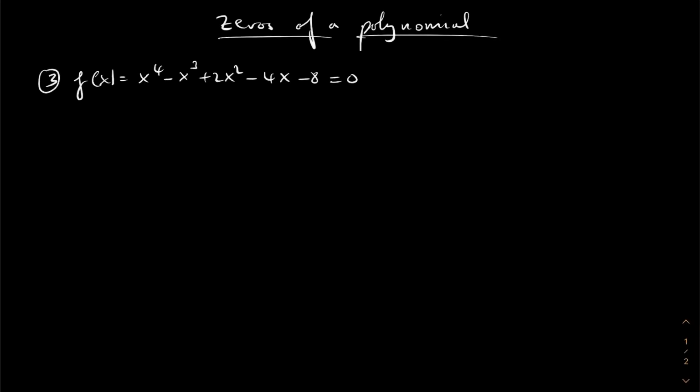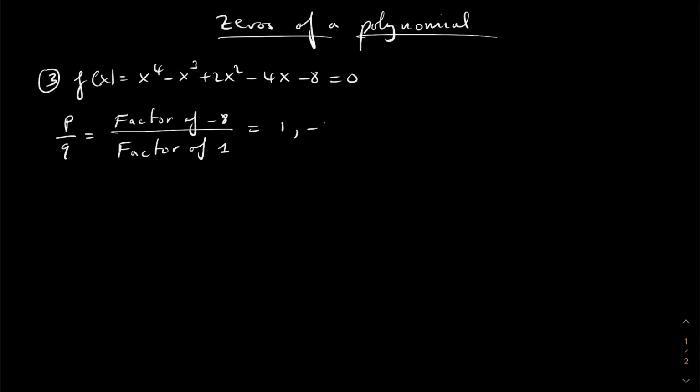So again, since this is a polynomial with integer coefficients, I can go ahead and use the rational zero theorem to figure out the list of potential zeros for this particular polynomial. So I'm going to have that as p over q, where p is a factor of negative 8 and q is a factor of 1. And so if you have that, the list of numbers that you can have here is going to be plus or minus 1, then plus or minus 2, then plus or minus 4, and finally plus or minus 8. So all of these are potential zeros for our polynomial.